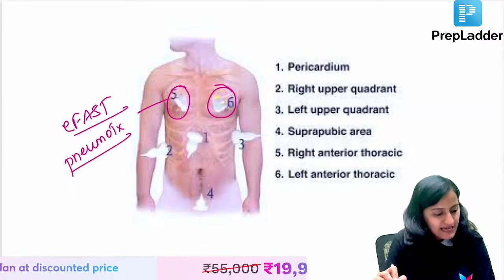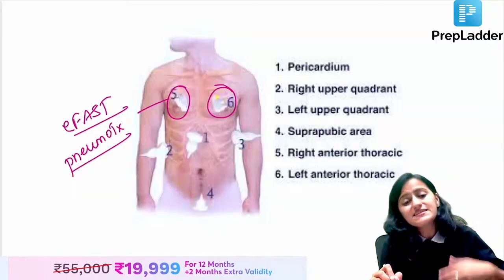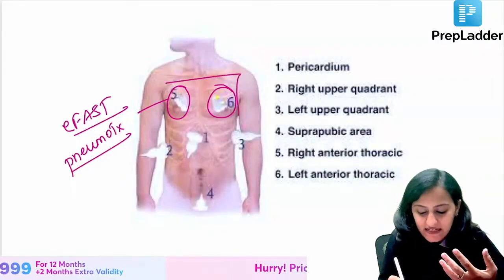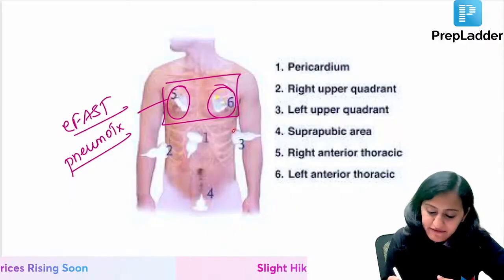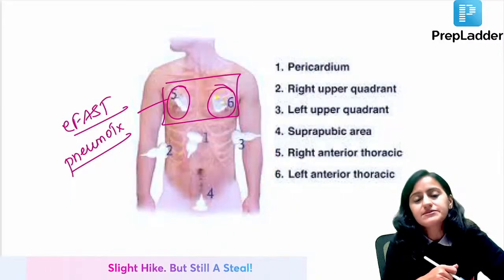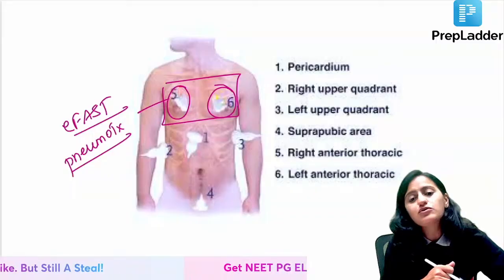Pneumothorax, hemothorax, ye bhi dikh jayega. So E-FAST is extended FAST, which is extended to include the thoracic cavity, the pleural cavity also. In FAST, there are only 4 areas. Okay, E-FAST mein ye do add ho jate hain.